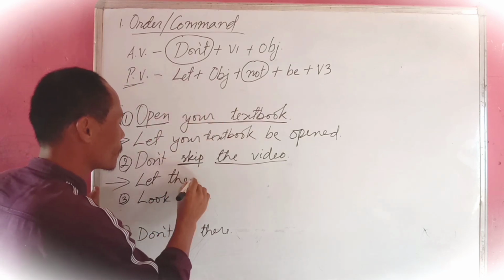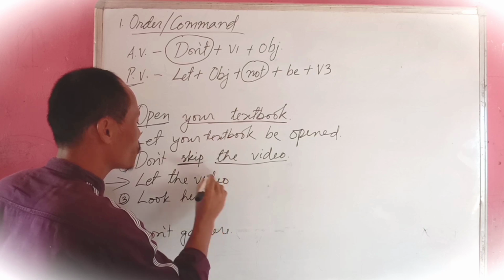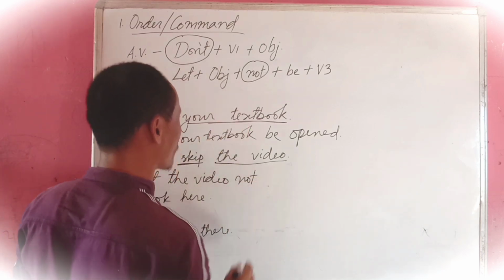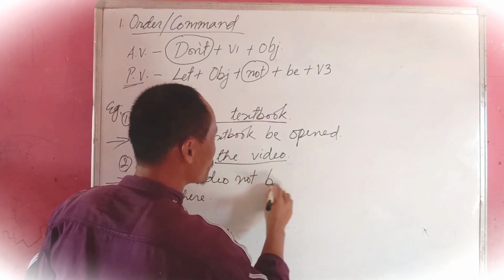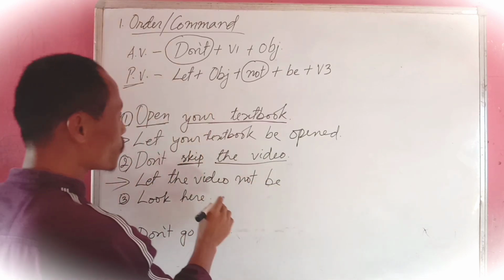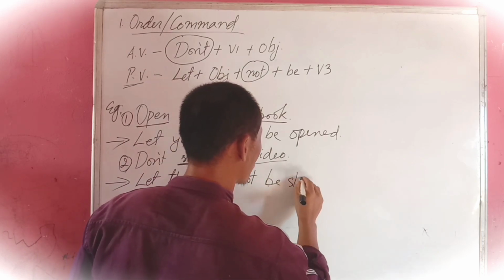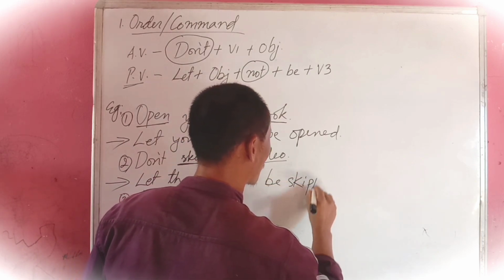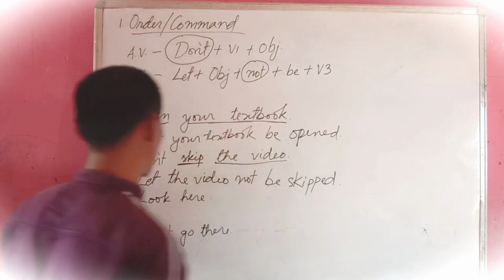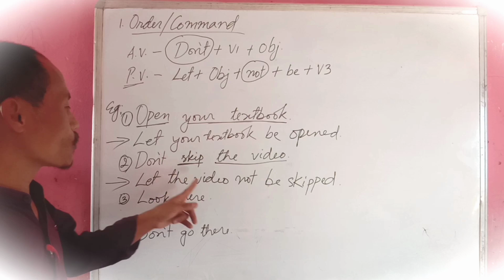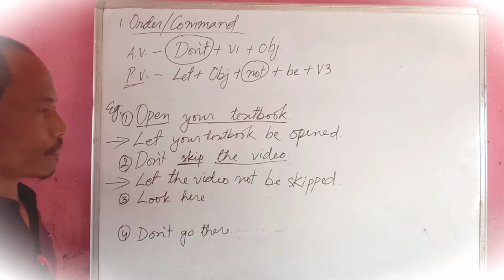Let the video, after that we will use this not because this is a negative sentence. After that be, let the video not be skipped. Yes, we can change into passive voice like this. Let the video not be skipped.